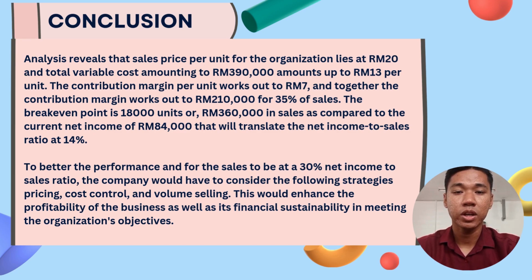360,000 in sales, as compared to the current net income of 84,000. That translates to a net income to sales ratio of 14%. To improve the performance and reach a 30% net income to sales ratio, the company would have to consider the following strategies: pricing control, cost control, and volume selling. This would enhance the profitability of the business as well as meet the organization's objectives.